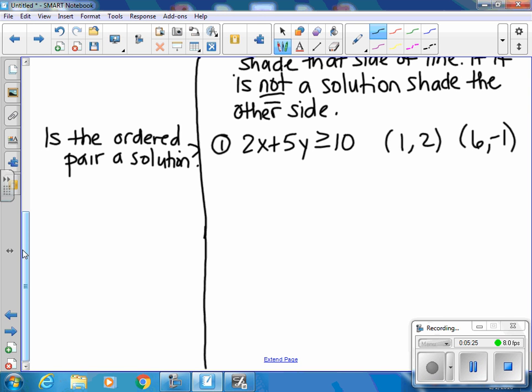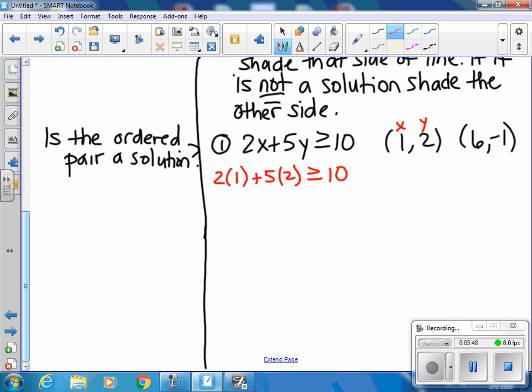Because I'm asking you to test out two separate ordered pairs, you should have two separate answers. You have to do each one separately and then answer each one separately. So let's take the first one. It's as simple as plugging in your x value and your y value into the inequality. So if I plug in x is 1, this is 2 times 1 plus 5 times 2, and we want it to be greater or equal to 10.